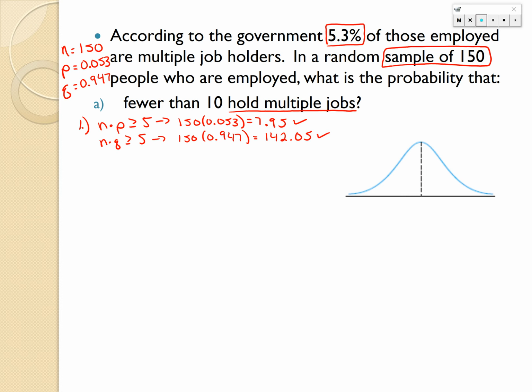Now we can continue. If one of those didn't check out, then the question is, so what would I do? Then you'd have to use the binomial distribution that we did back in chapter 5. So since it checks out, we can do our normal approximation. Step 2, you want to find your mean and your standard deviation.